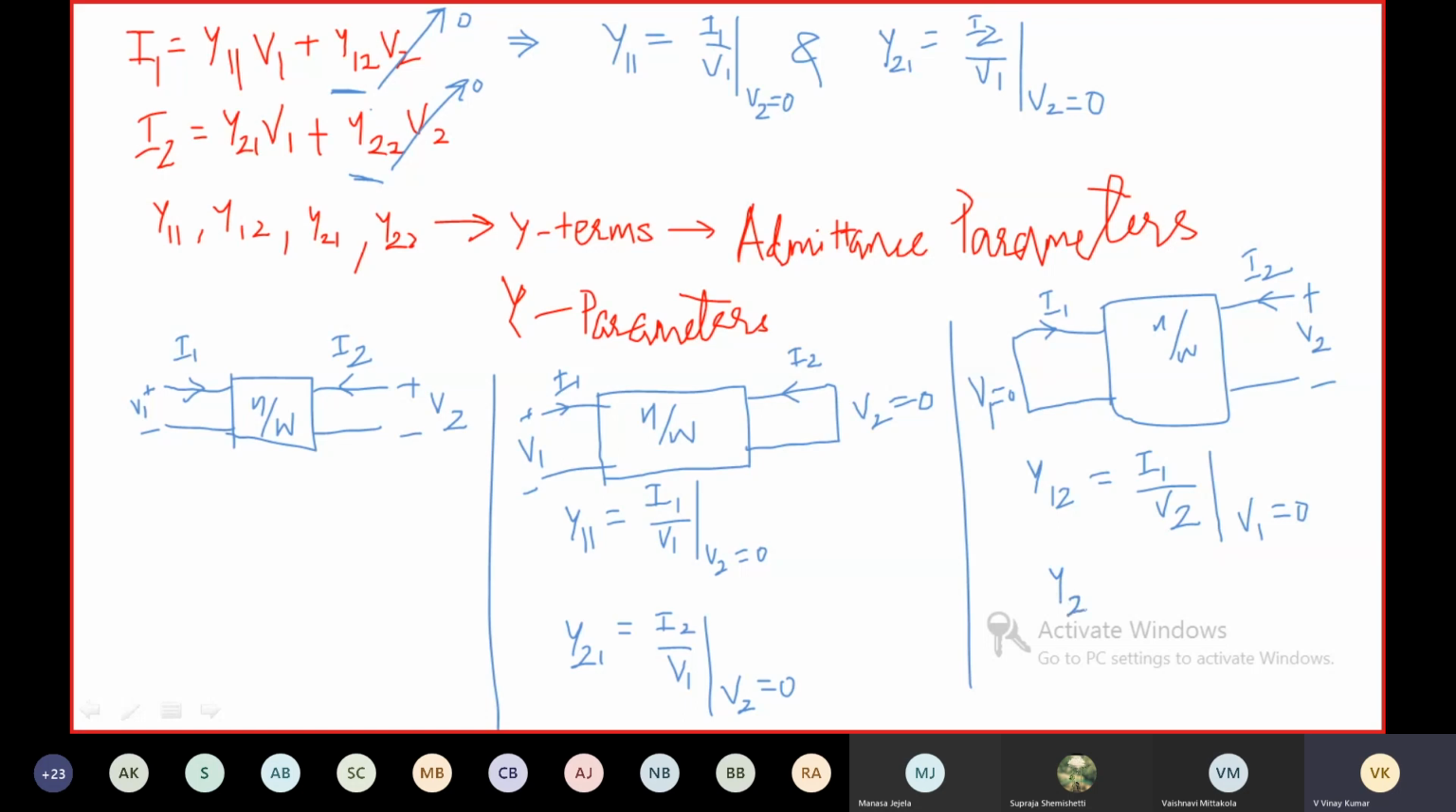What is Y21? Y21 is equal to I2 by V1 when V1 is equal to 0.